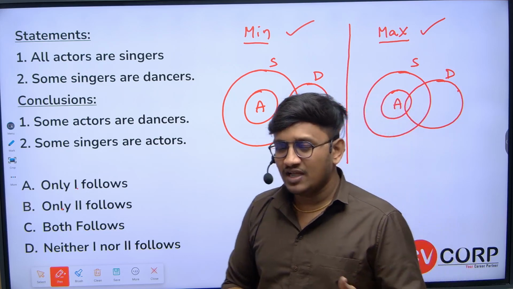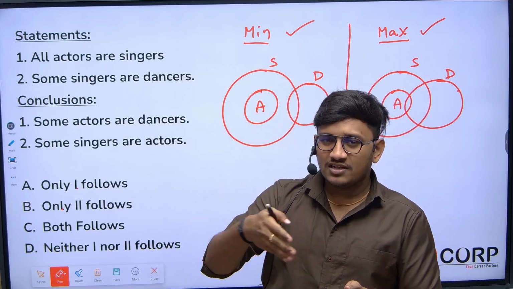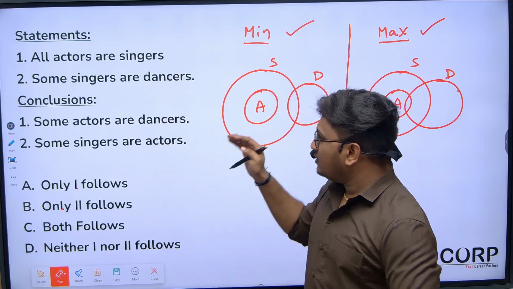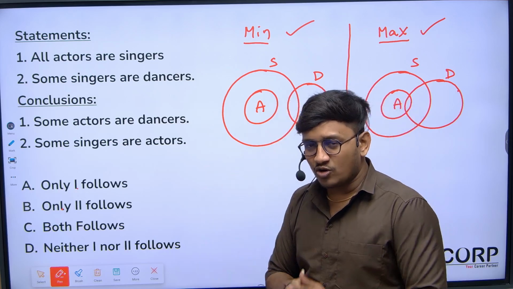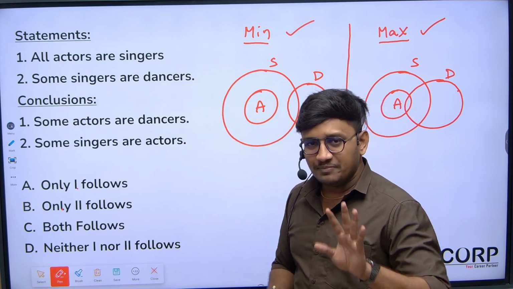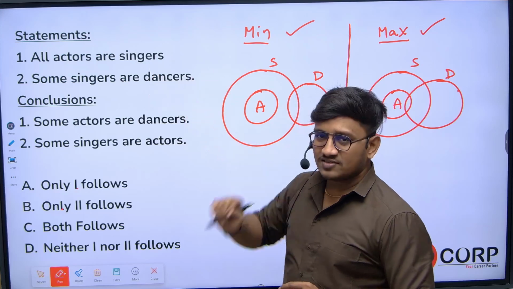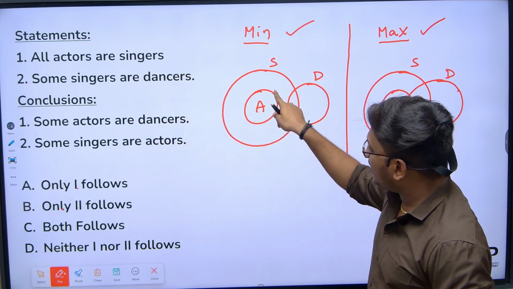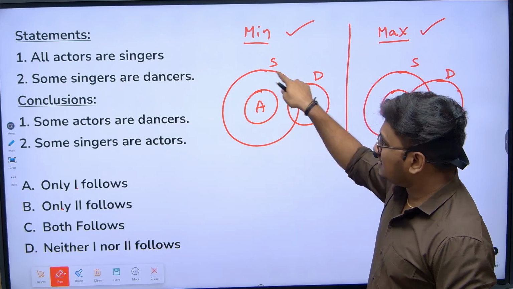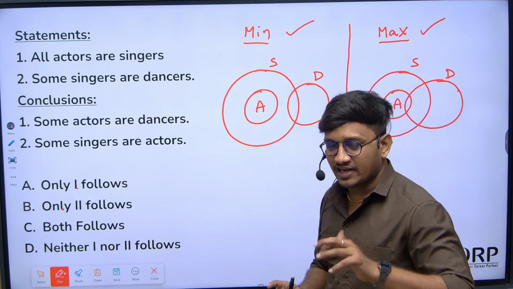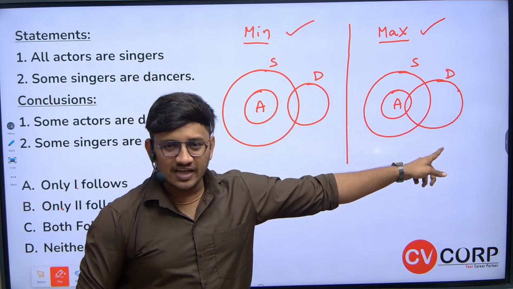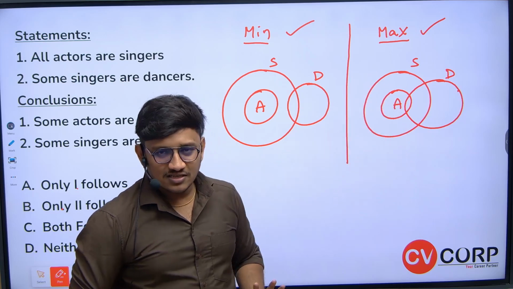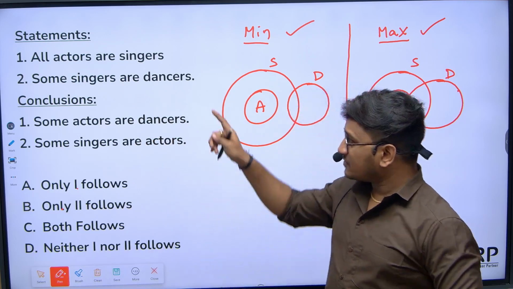Some students might say, sir, I have drawn in some other way, so is that correct or not? Yes, if the conditions are satisfied, even your diagram is correct. If you want to check whether your diagram is correct or not, just cross check with the statements. So all actors are singers, right? Is the diagram showing all actors are singers getting satisfied or not? Let's say all actors are inside the singers. So all actors are singers, correct. Now even this maximum case diagram is also showing that all actors are singers. So the first statement is satisfied.